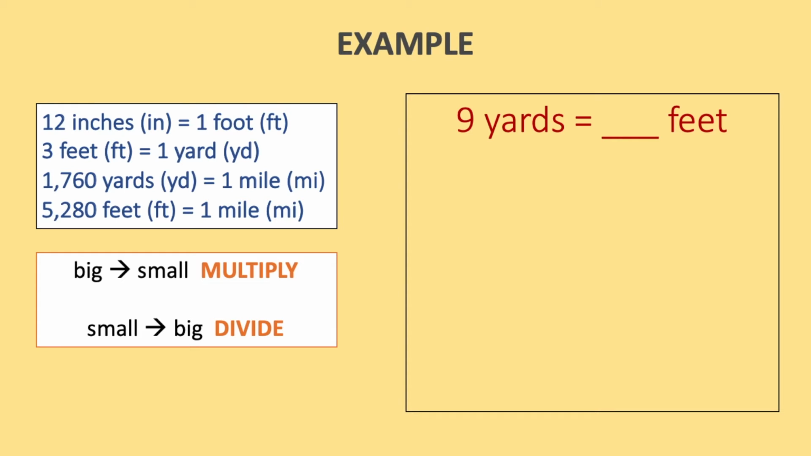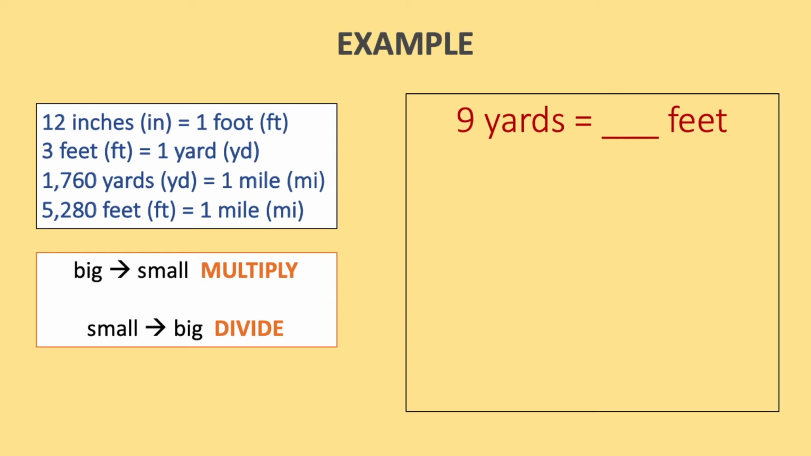So let's go through an example. Right here we have 9 yards, and we're trying to figure out how many feet are in it. And right here is the conversion factors for the system we use in the US. So we see that in 1 yard there are 3 feet. So that's the conversion factor for this relationship.